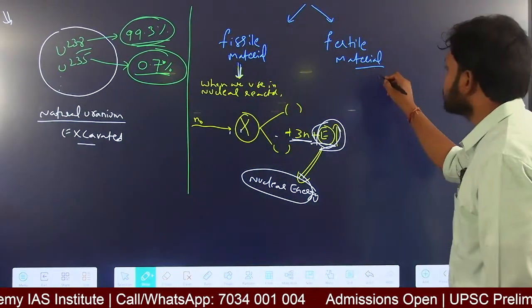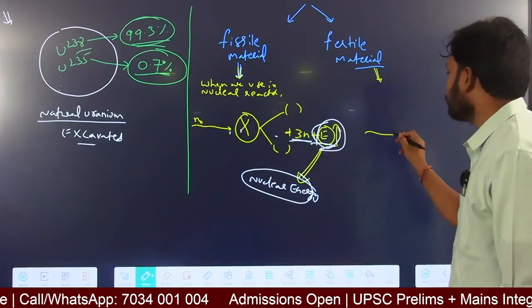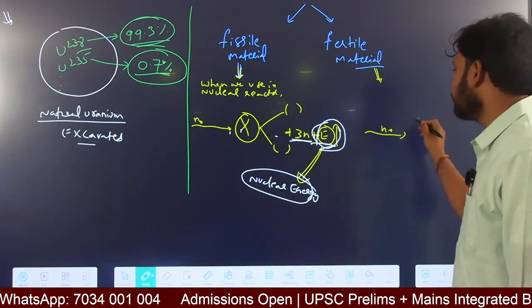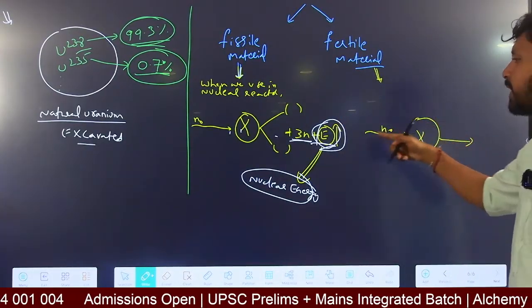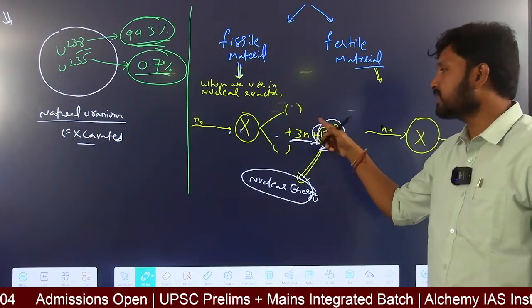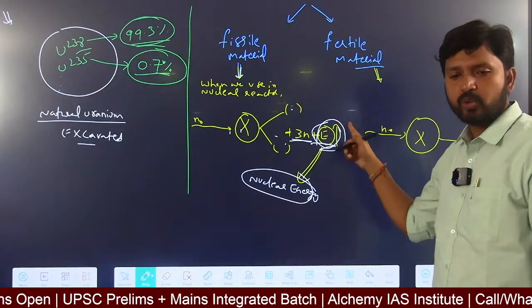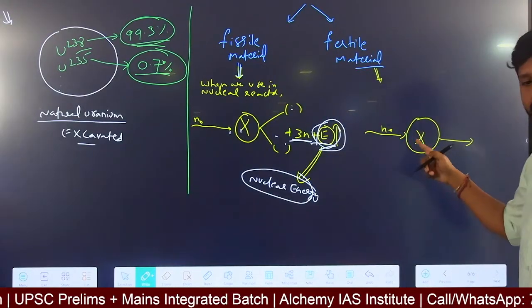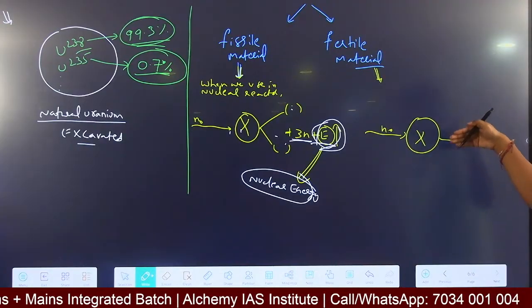So fertile materials are those materials which, whenever we bombard them with any neutron, will not split. They will not split into different elements. Here, what is happening is that it is splitting, and in that process it is releasing a huge amount of energy, right? But in this case, it is not going to split. Instead, there will be some changes.